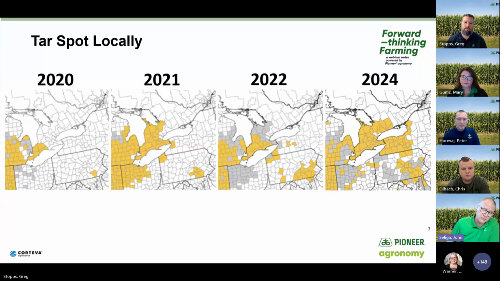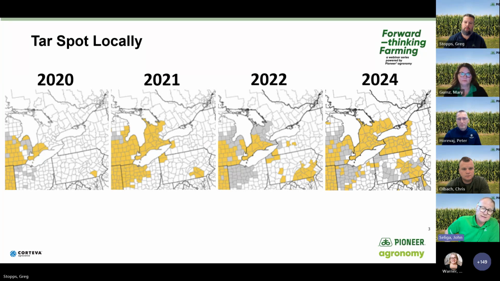Mary did a really nice job of highlighting the fact that tar spot can accentuate some of the other stresses that we're seeing. And I know across our area, we experienced that late season drought. The rain shut off, and our crop probably was impacted by some of those fields that had heavier tar spot pressure. So we're still learning. I'm still learning, and we're getting a handle on it.